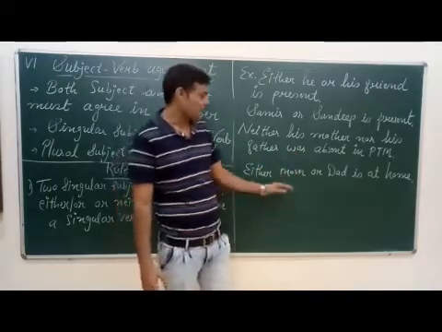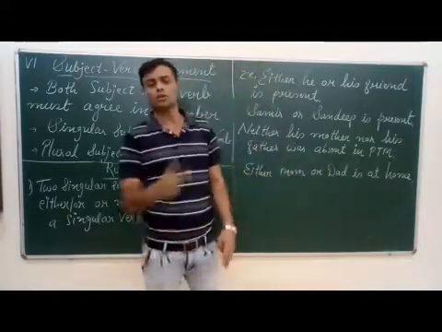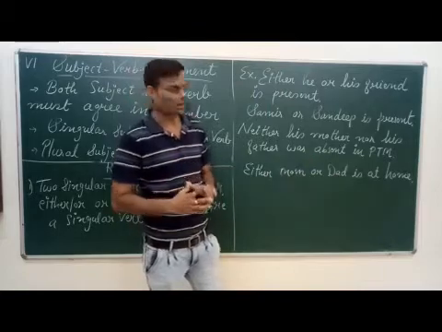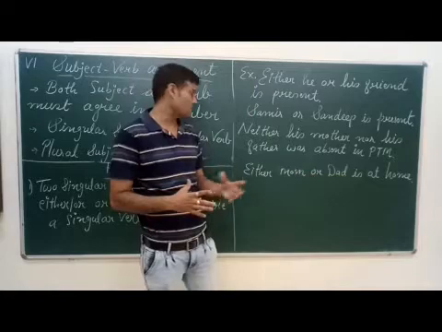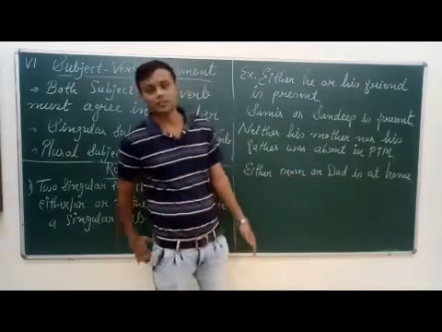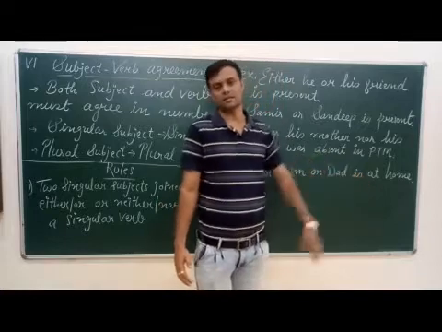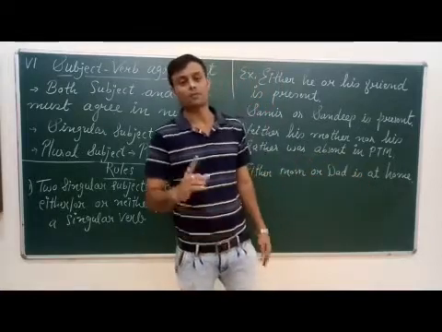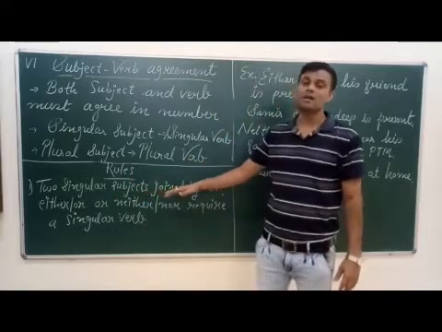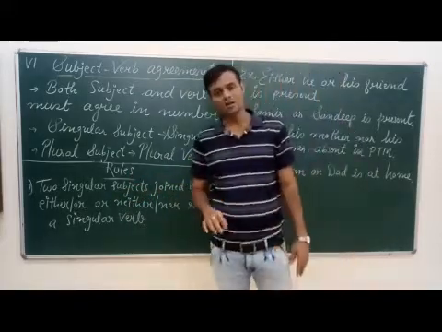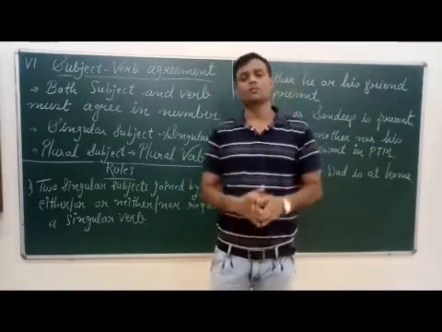Last example, either mom or dad is at home. Here also two subjects, both are singular. Mom, dad, both are joined with either-or. So as per our rule, we have to use a singular verb, that is, is. So this is about the first rule: two singular subjects joined by or, either-or, neither-nor take a singular verb.